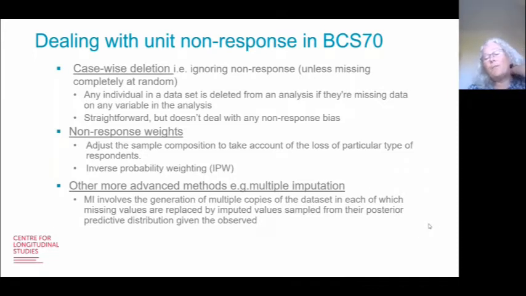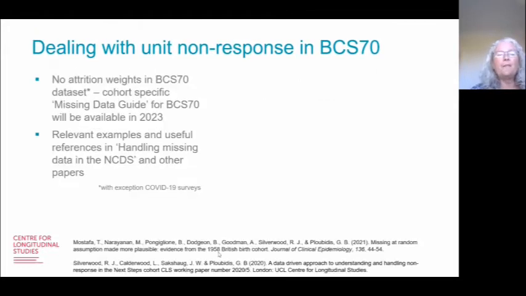You can also use other more advanced methods such as full information maximum likelihood or multiple imputation, which involves the generation of multiple copies of the data set, in each of which missing values are replaced by imputed values sampled from their posterior predictive distribution given the observed. Now, in the BCS 70, there aren't actually any attrition weights in the BCS 70 dataset, although there are weights available for the BCS 70 cohort COVID surveys.